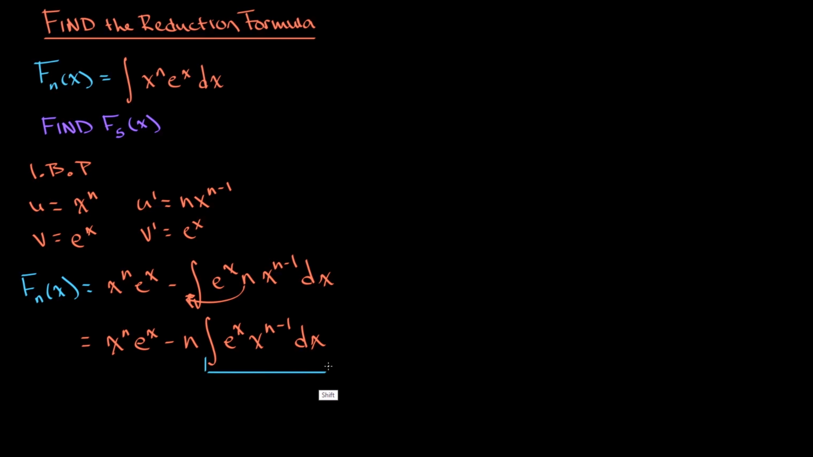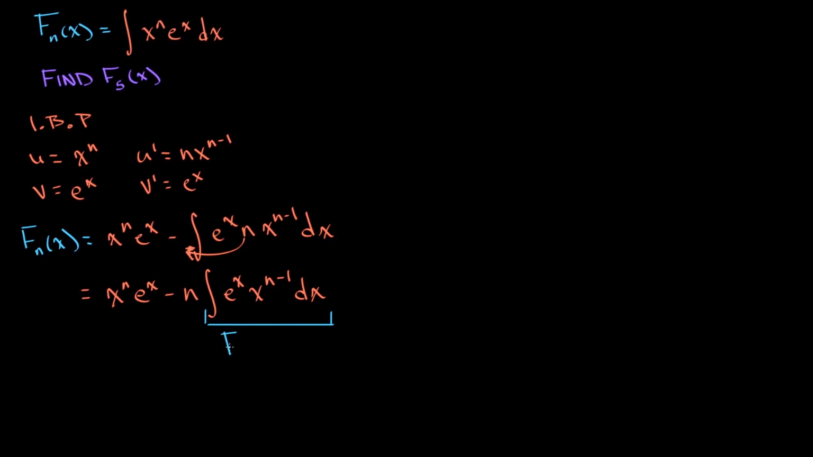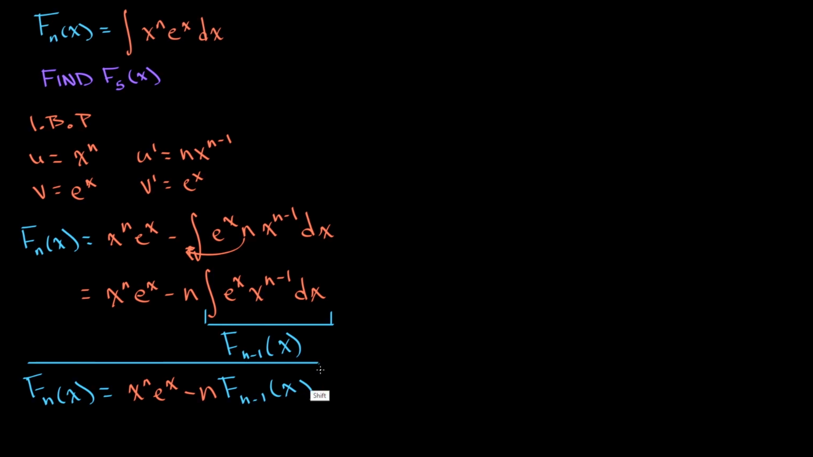This guy right here is, in our notation, capital F sub n minus 1 of x. So we do have something simpler now, and now we can write out our full reduction formula. We can write that capital F sub n of x is equal to x to the nth power times e to the x minus n times capital F sub n minus 1 of x. And this guy right here is our reduction formula.